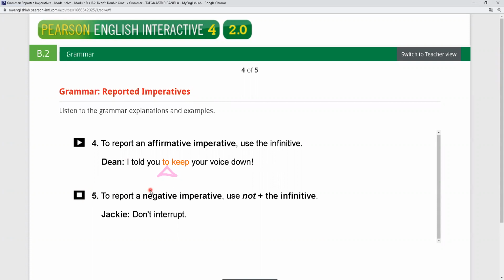To report a negative imperative, use not plus the infinitive. Don't interrupt.